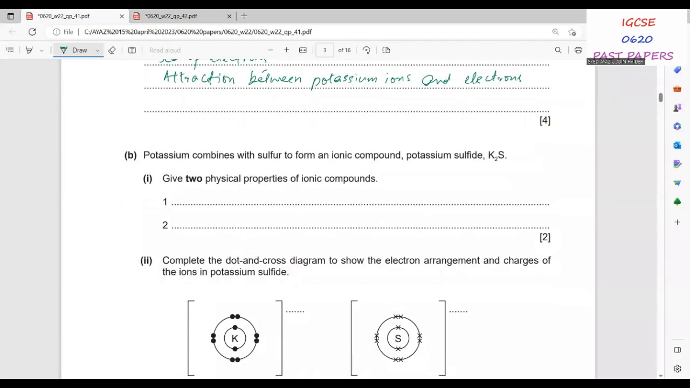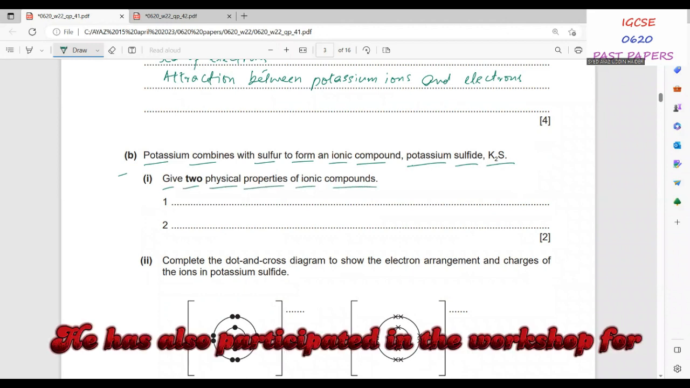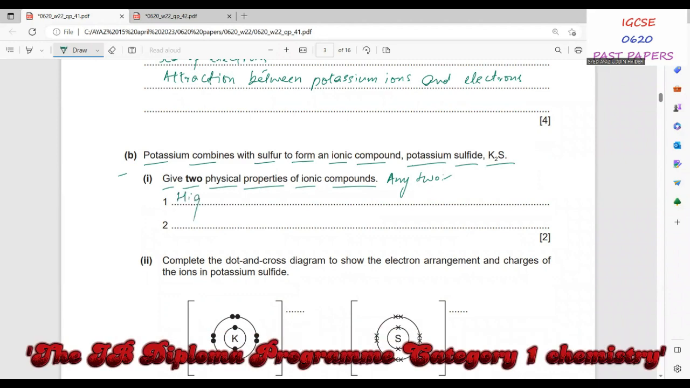Next question. B. Potassium combines with sulfur to form an ionic compound, potassium sulfide K2S. Give 2 physical properties of ionic compounds. You can write any 2 physical properties from these. Like you can write high melting point or boiling point. You can write dissolve in water or soluble in water.